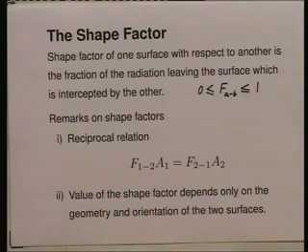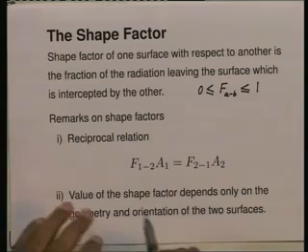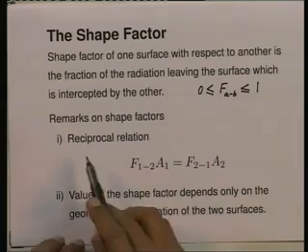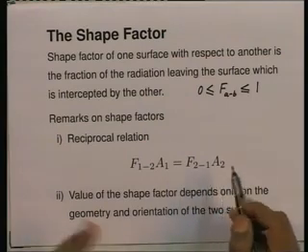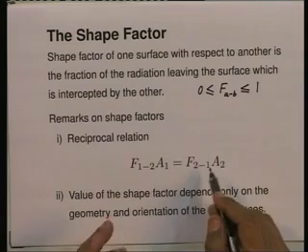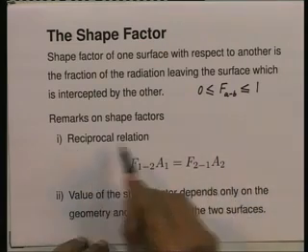Now, let us make some remarks on shape factors. The first remark, which I have made earlier and I am repeating, is that between the shape factors of two surfaces 1 and 2, the shape factor of 1 with respect to 2 is called F 1 to 2, and the shape factor of 2 with respect to 1 is called F 2 to 1. Between these two shape factors, by definition, we have the relationship F 1 to 2 A1 is equal to F 2 to 1 A2. All right, by definition, we have this relation. This is called the reciprocal relation.